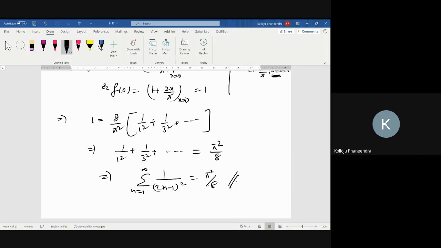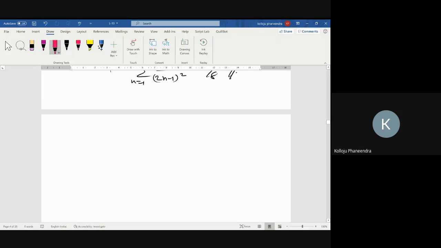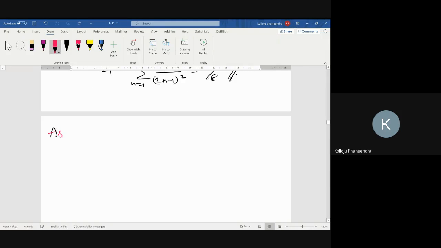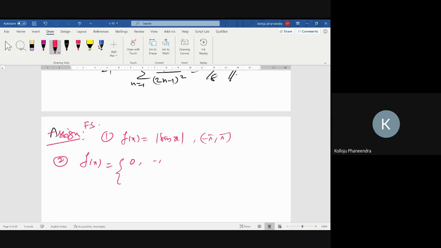Let me give some problems based on these methods. See, first one, assignment problems. What is the first one? I have given f of x equal to modulus of sin x in minus pi to pi. Second one, find the Fourier series of f of x equal to 0, minus pi less than or equal to x less than or equal to 0, and sin x in 0 less than or equal to x less than or equal to pi.